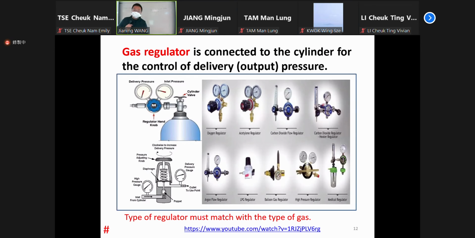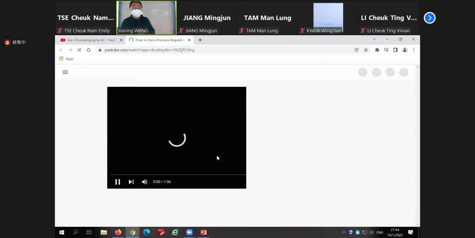So if you want to control the flow rate, you should connect the gas regulator next to the cylinder valve. There are many different types of gas regulator, to meet different types of gas. So here is a video to show the detail.